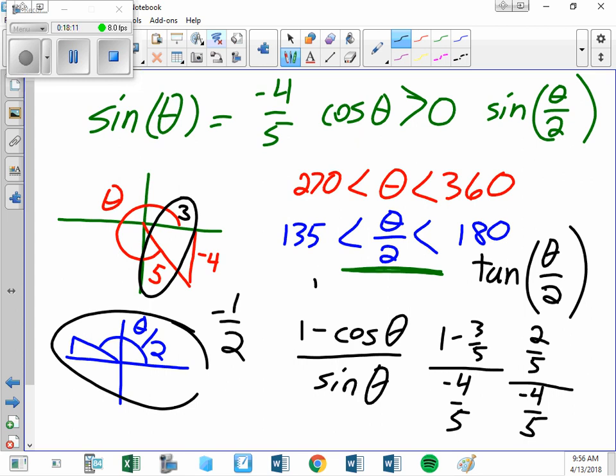Okay, and then 85 is going to be the tangent of 75. Right? The angle on the outside has to be half as big as the angle on the inside. So 85 is just the tangent of 75. All right? Okay. Get to work.